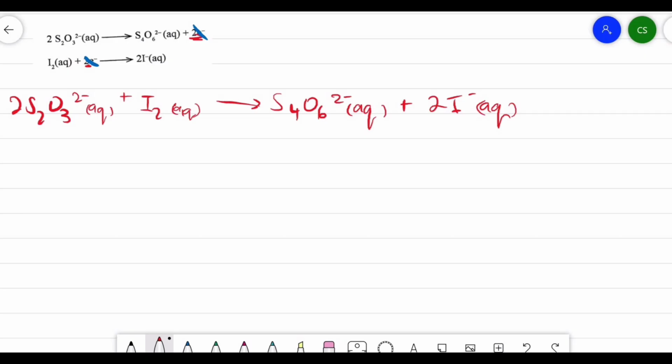Now you can check if the equation is balanced, and it seems to be, as well as if the charges are balanced. Now 2 times 2 minus is minus 4, and 2 minus here and another minus 2 here will give you minus 4. So the charges are also balanced. So you're looking for an equation that resembles this one.